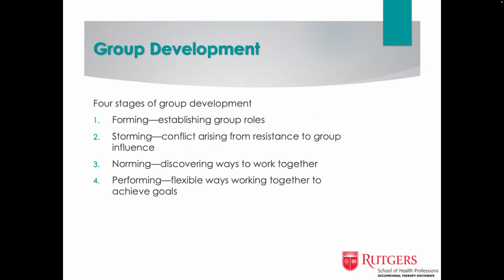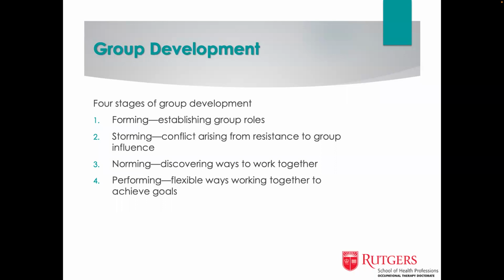There's 4 stages of group development. A group takes time to grow and get all of its members to be successfully functioning, right? So step 1 is the forming stage. That's when you establish group roles. Thinking about the roles that we just talked about, the task roles and the social emotional roles, everybody's getting different roles.